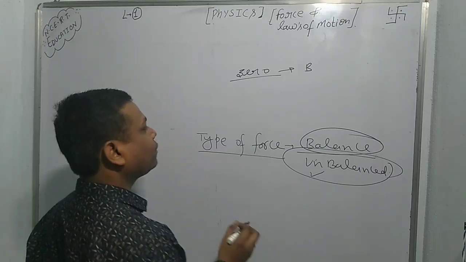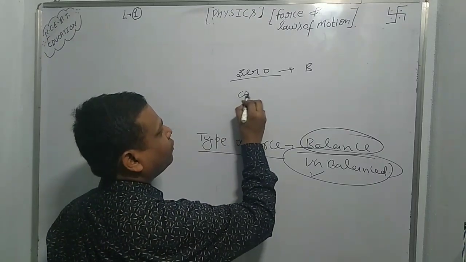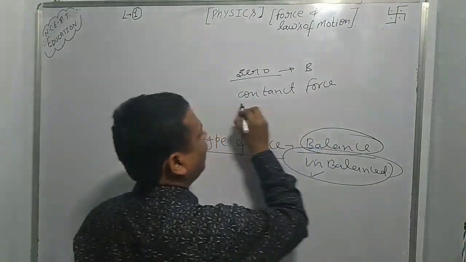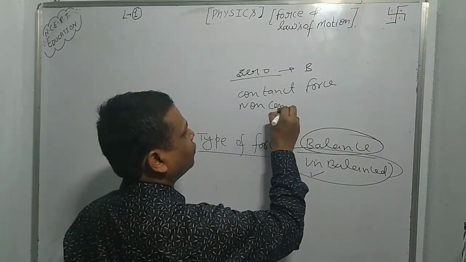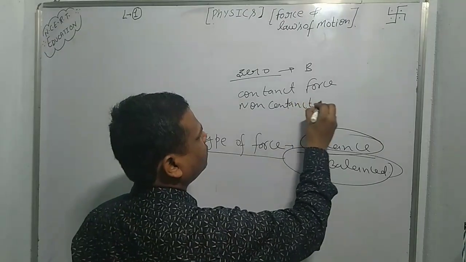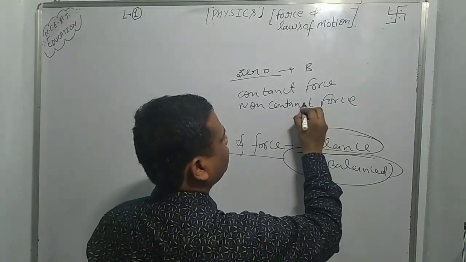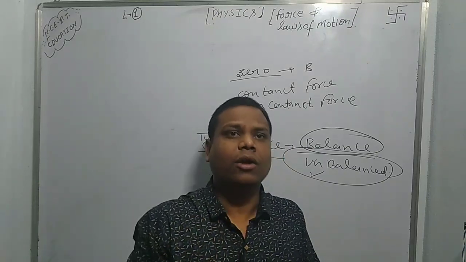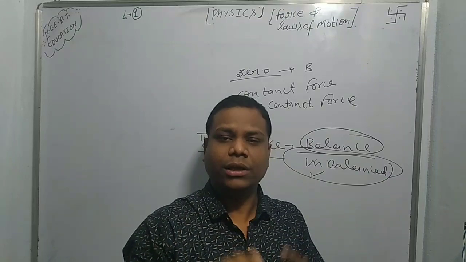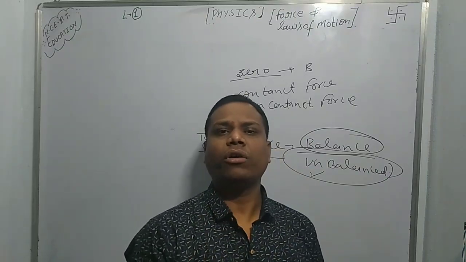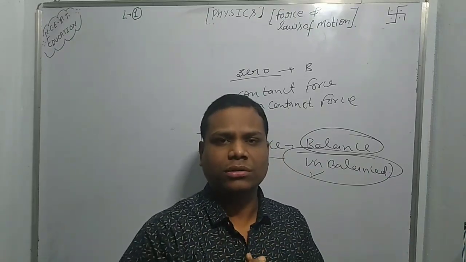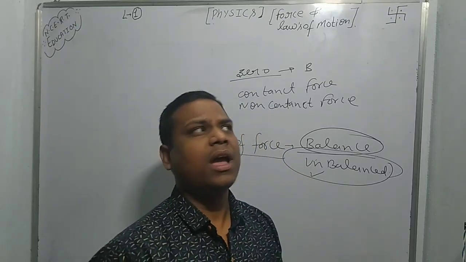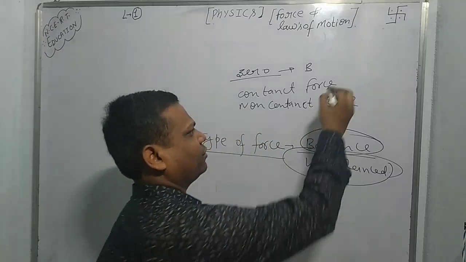And another type of force, on the basis of contact, is contact force and non-contact force. Contact force: when two or more than two objects are physically in contact with each other and force is applied, then it's said to be contact force. For example, friction force and pull or push are contact forces.